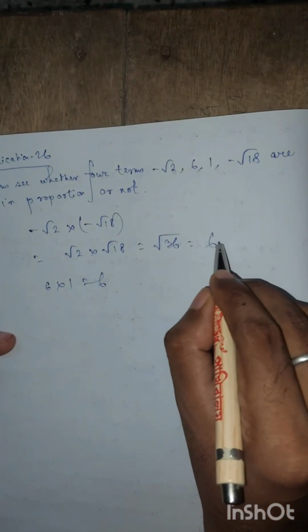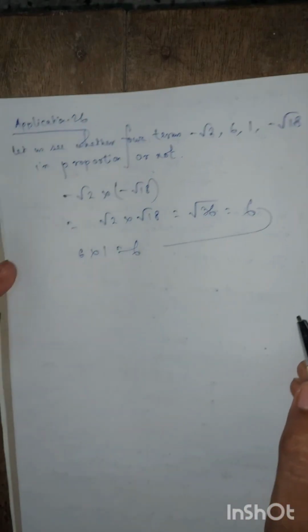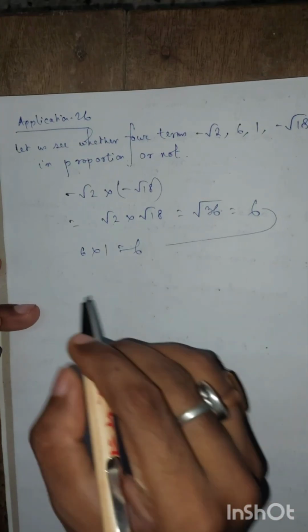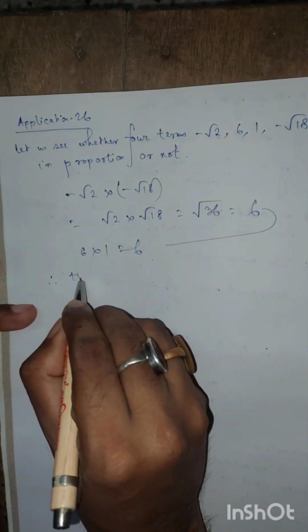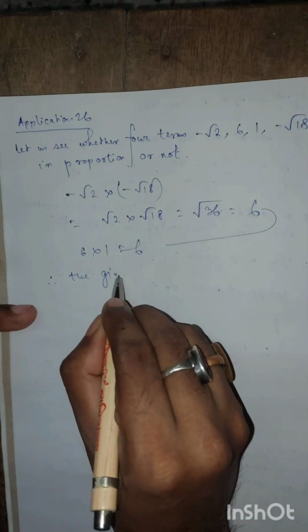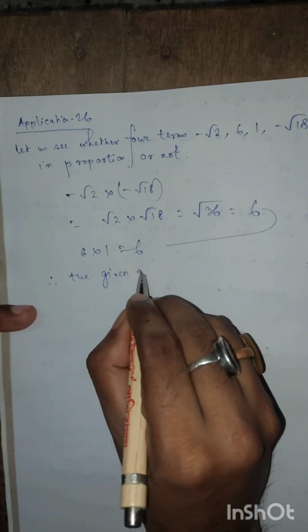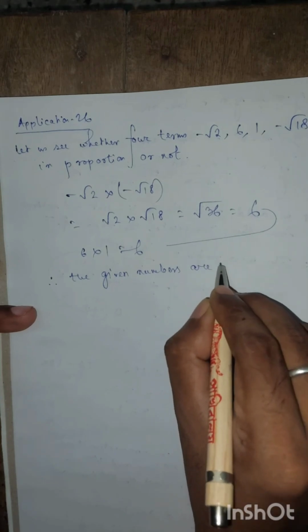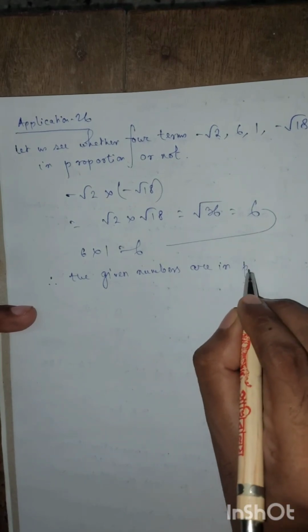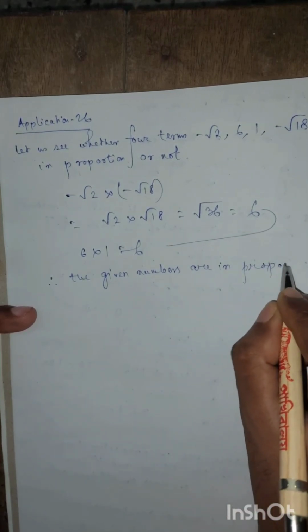Let us multiply the middle terms. So these two things are equal. Therefore, we can say the given numbers are in proportion.